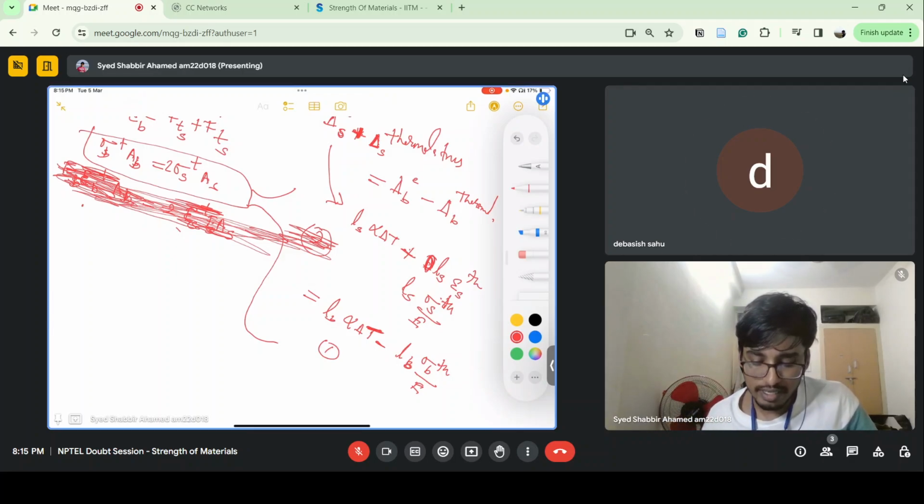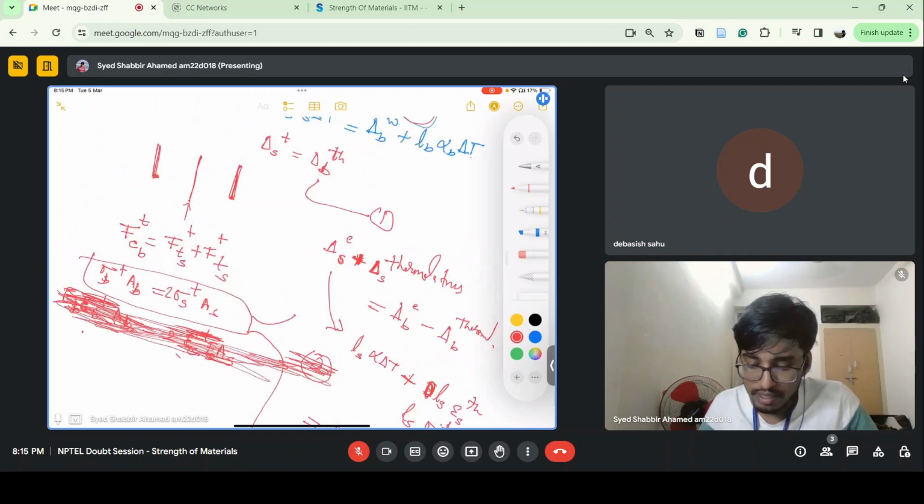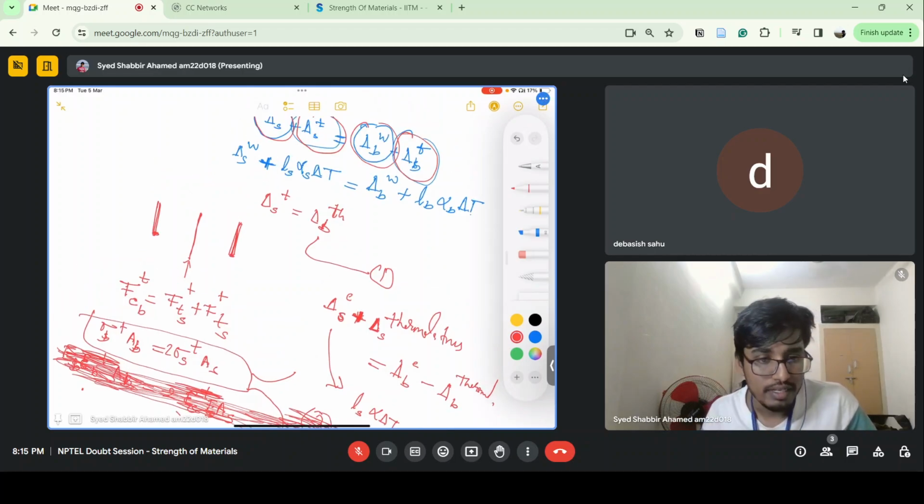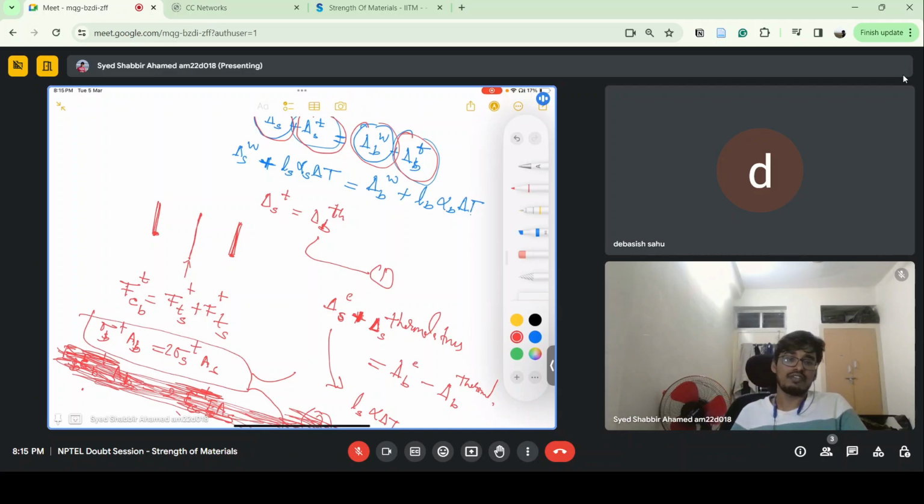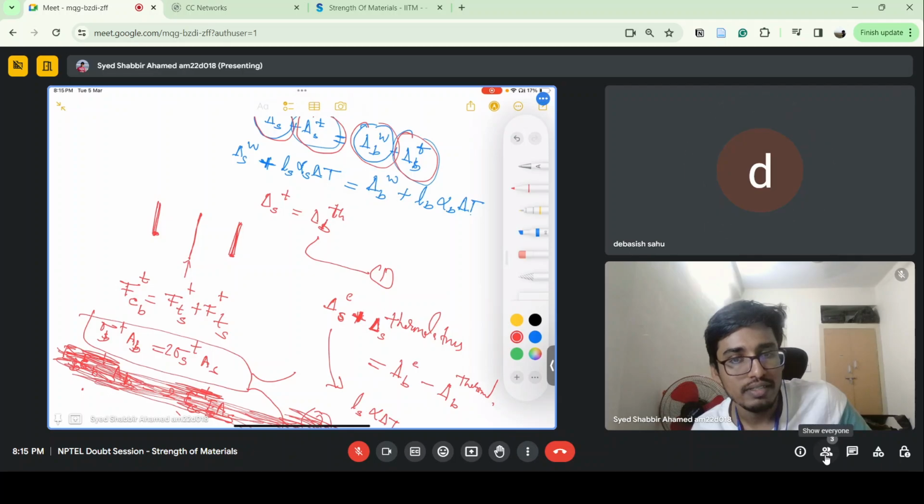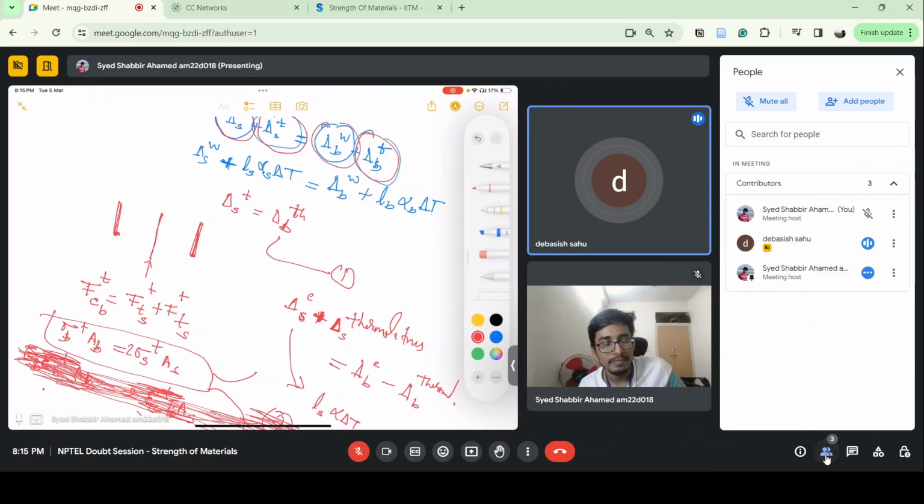Okay. So remember this, you have to take the equilibrium. The compressive force in the bronze rod should be equal to the sum of the tensile forces. This is the equilibrium. And the total deflection due to the thermal stress in the steel rod should be equal to the total deflection in the bronze rod due to the thermal stress. Using both of these, we can get the thermal stresses.